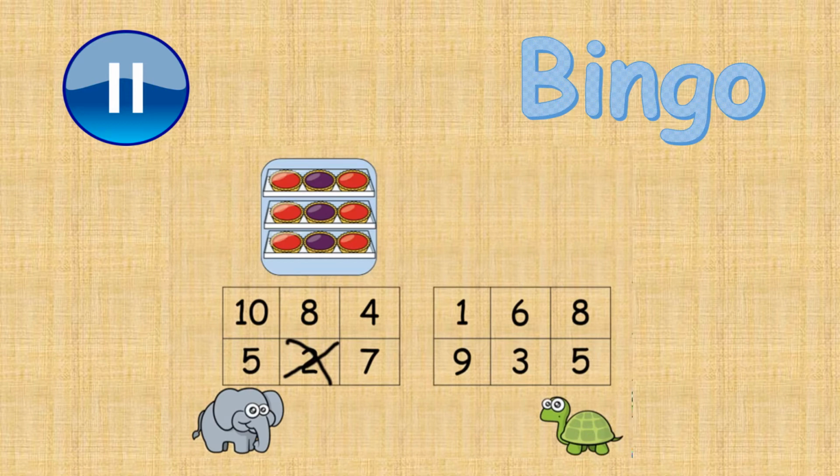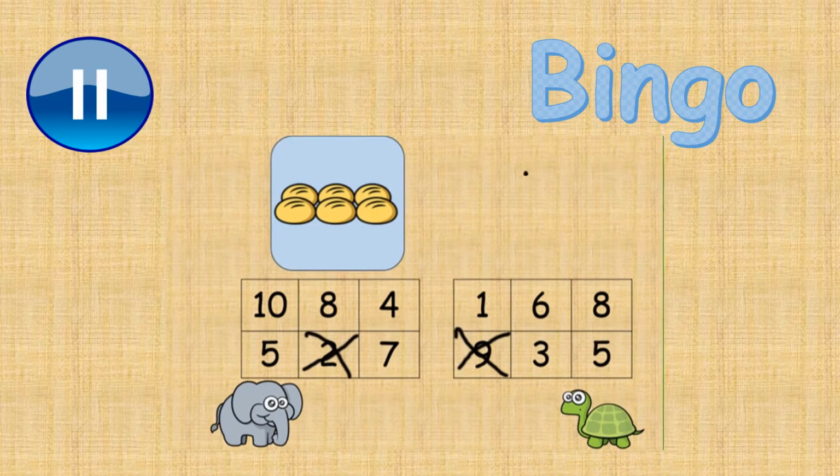Did you manage to find it? That's right, there are 9 cakes in the cake tin. There are 3 sets of 3, and altogether that makes 9. And here is number 9, and we're going to put a nice big cross straight through it. Lovely. Well done.